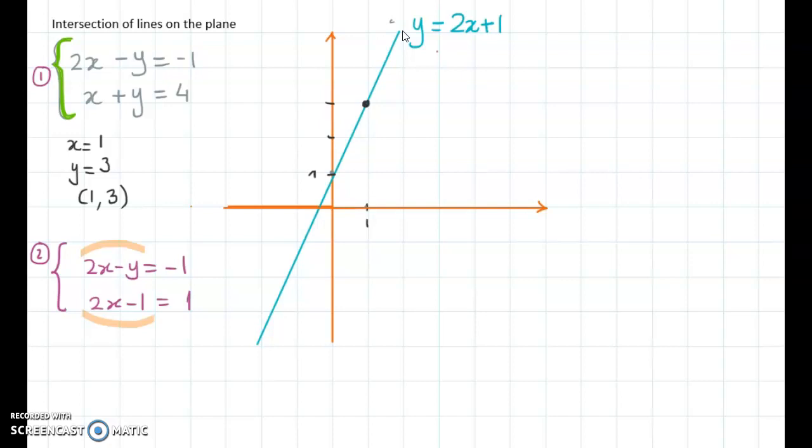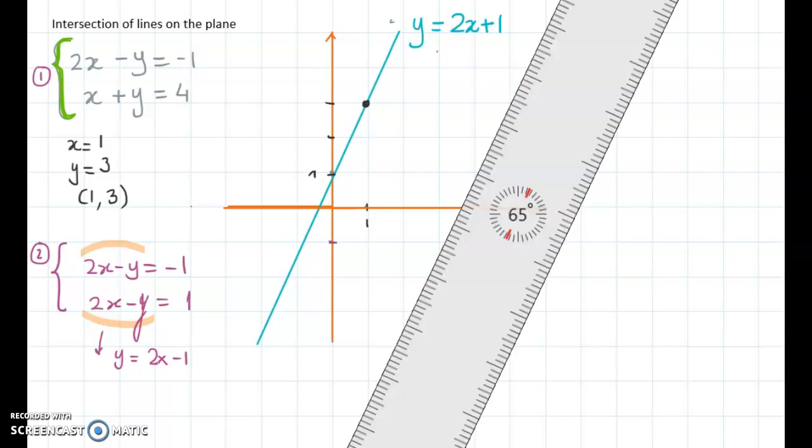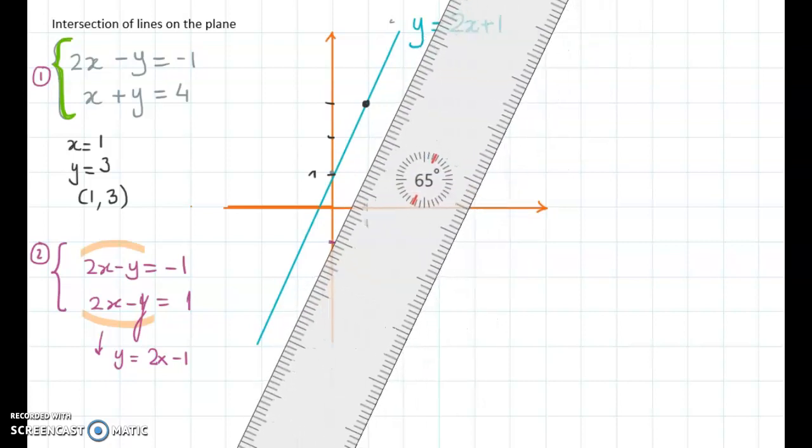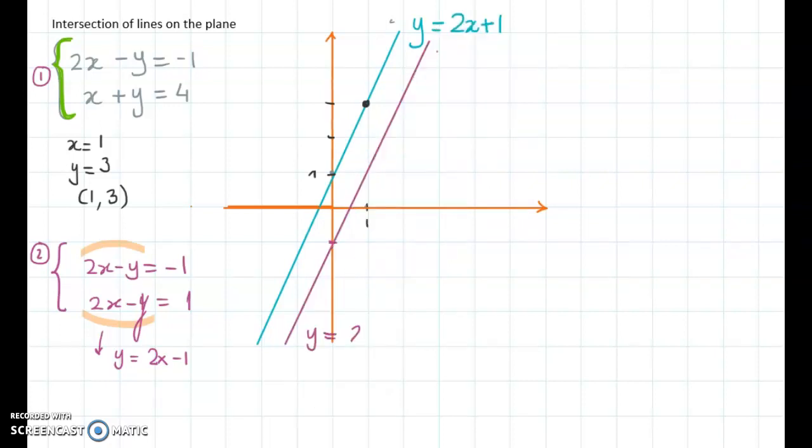Let's write the second equation in slope-intercept form. So we'll be saying that we want y to be equal to 2x minus 1. If I try to sketch the graph of this line, this is a line parallel to the one that I already have, but with y-intercept -1. So let's add the line over here. So this is y equals 2x minus 1.